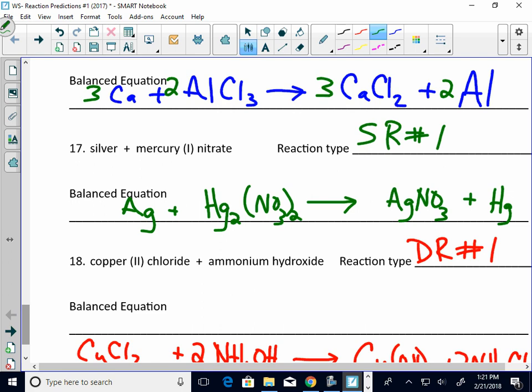Now, am I balanced? No. I need to have 2 nitrates. I need to have 2 mercuries. When I've done that, that tells me then that I need to have 2 silver. So now I have those guys balanced up.